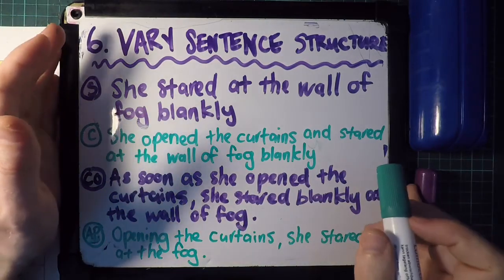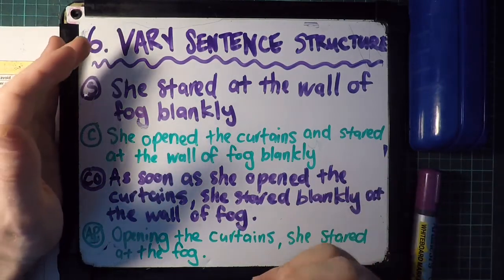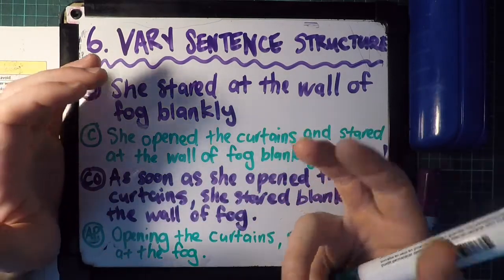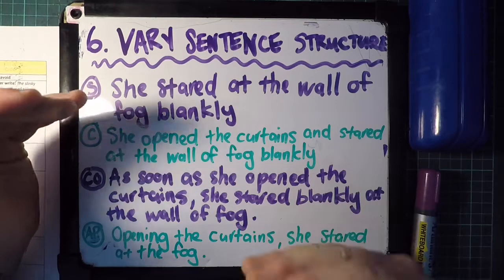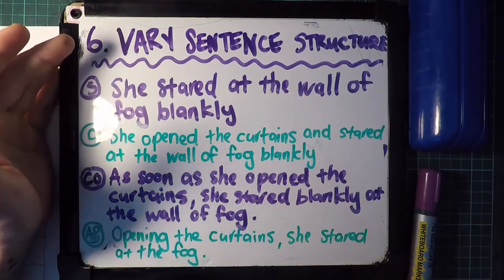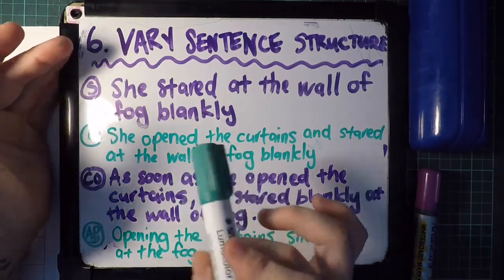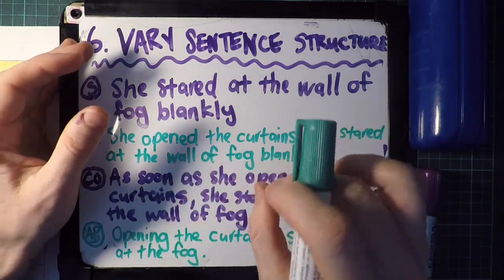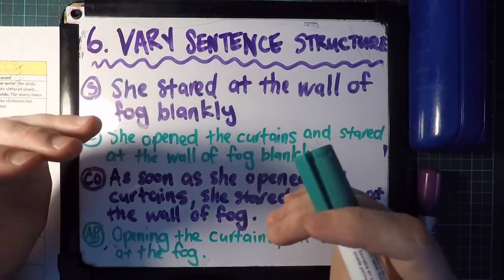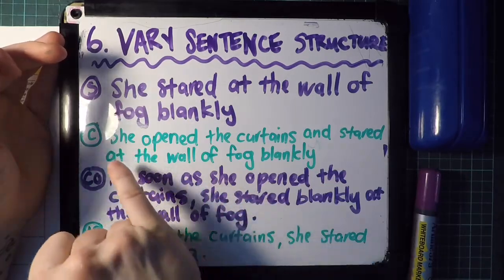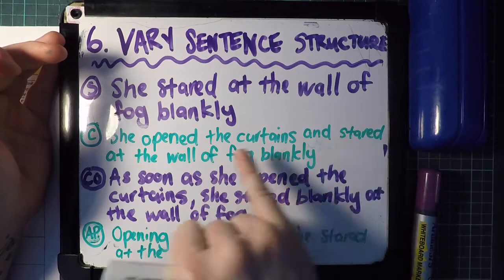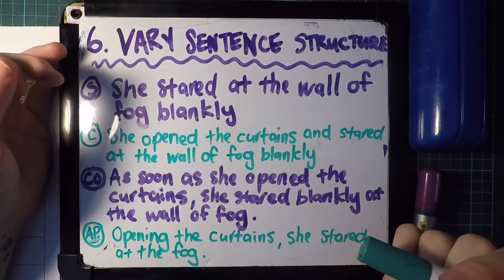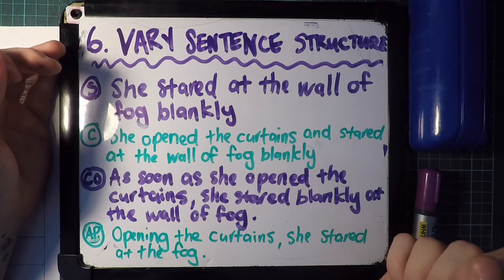Now, simple sentences are great, but sometimes when something is a little bit more important, or you want to add a little bit more detail to let someone know something a bit more about it, then you can have a compound sentence where you add extra information, where you've got a conjunction joining the two. A compound sentence might look like this: she opened the curtains and stared at the wall of fog blankly. So giving us a little bit more information about what the girl is doing before she looks at the fog.